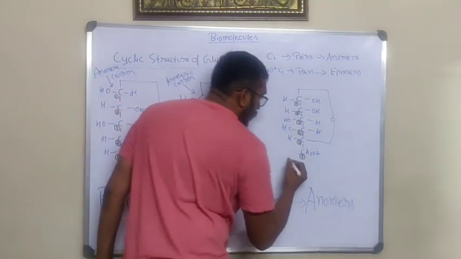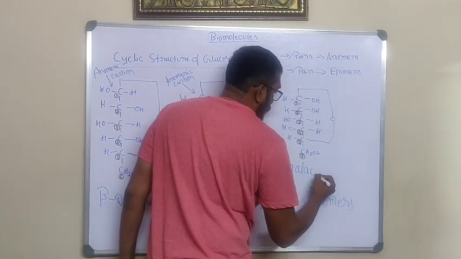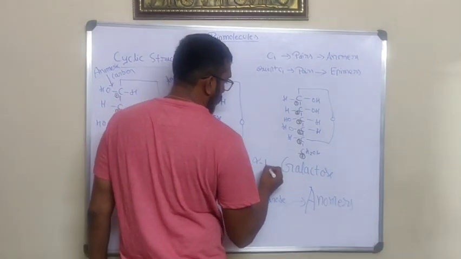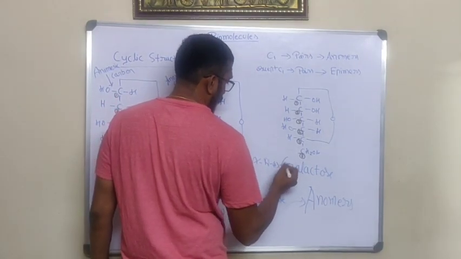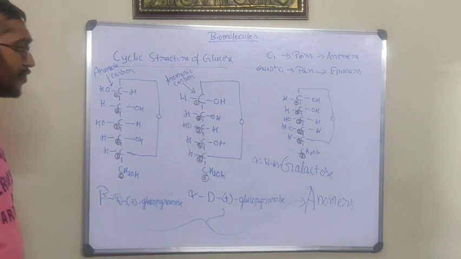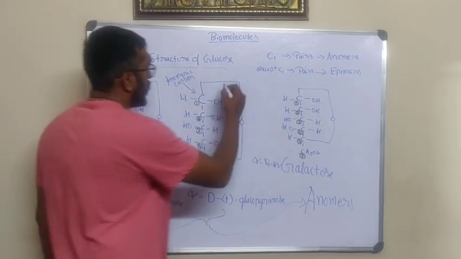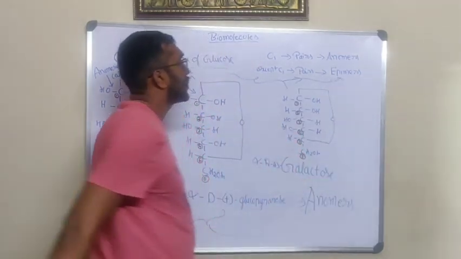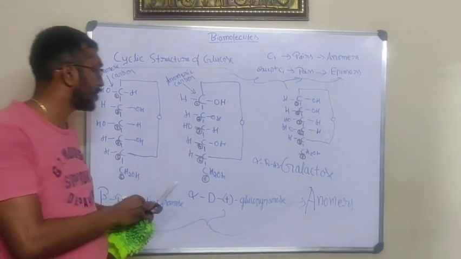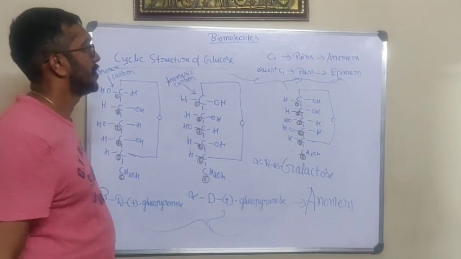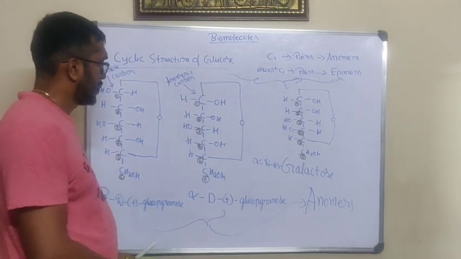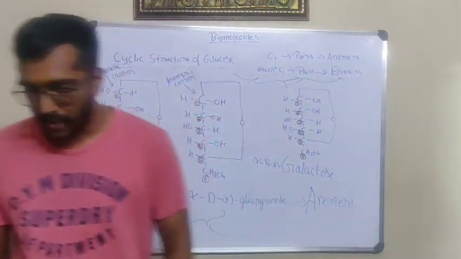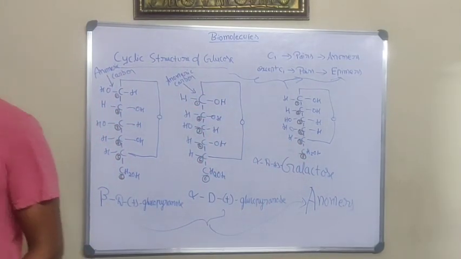So this is called what? Galactose. What kind of galactose? Alpha D galactose. So these two pairs are known as epimers. These two pairs are known as what? Epimers. Clear? Quickly copy it. Let me drink some water. A very simple concept.